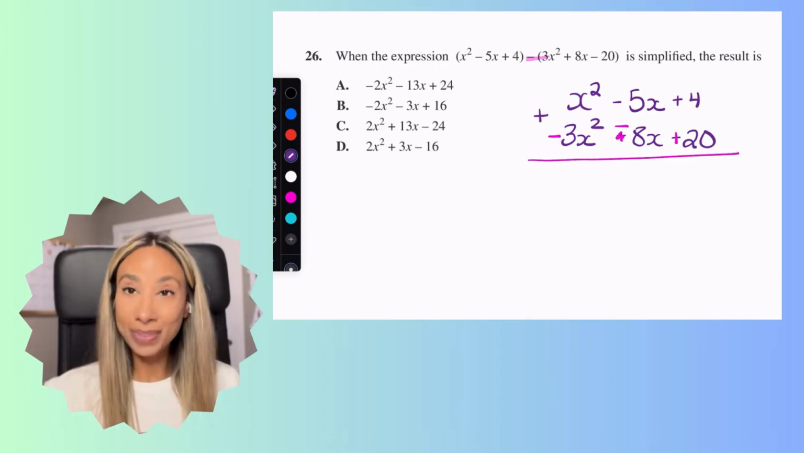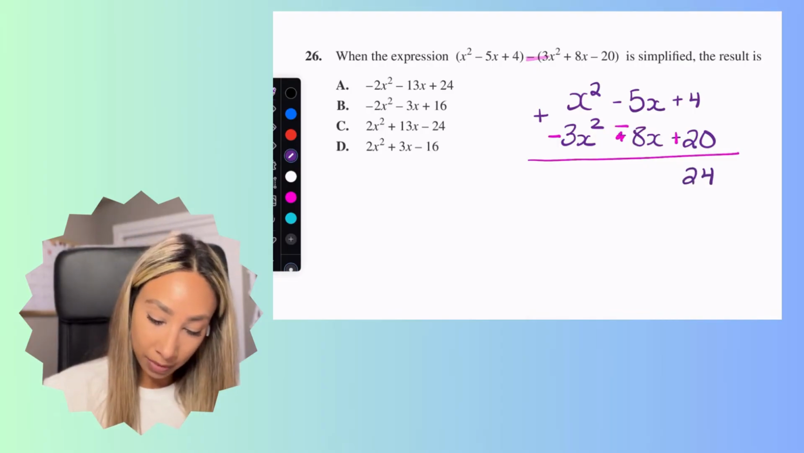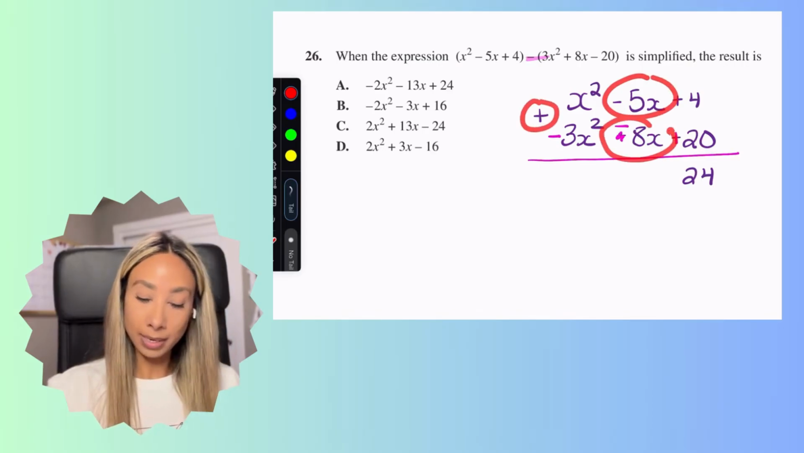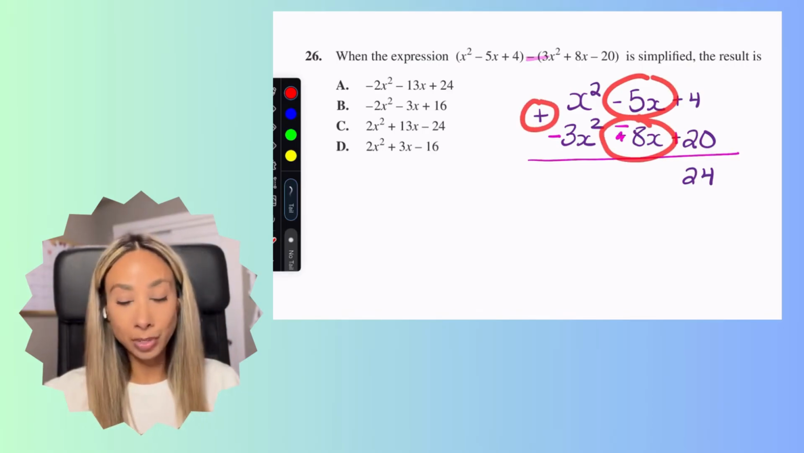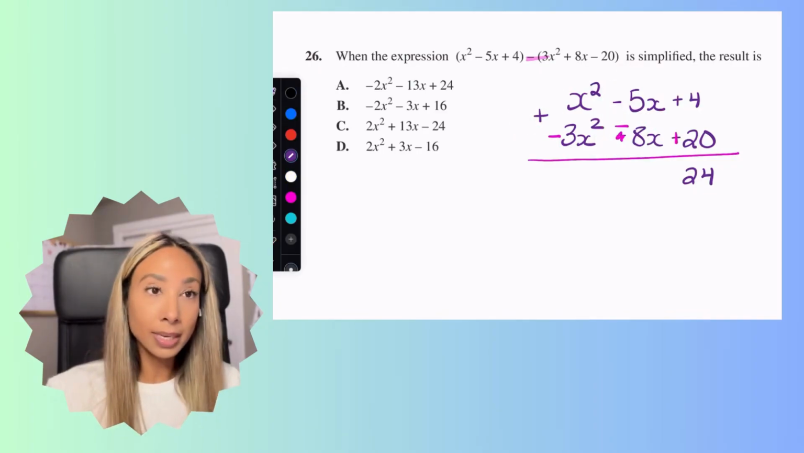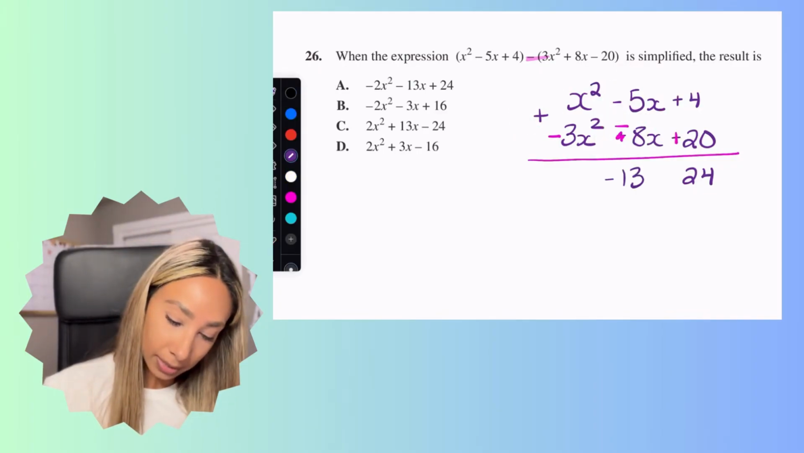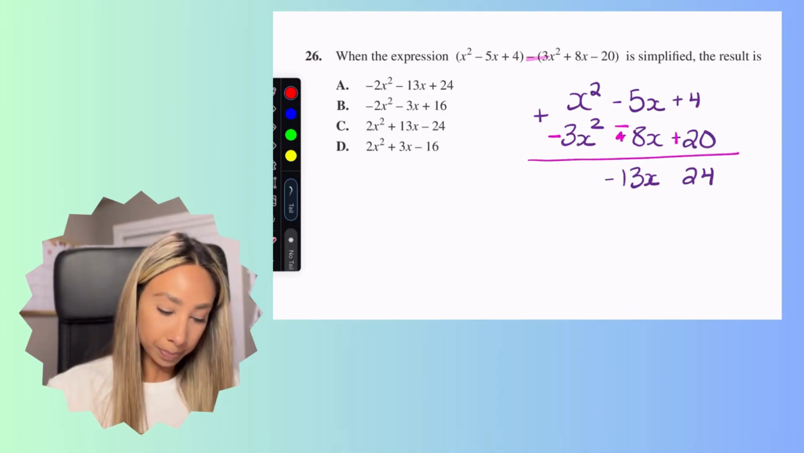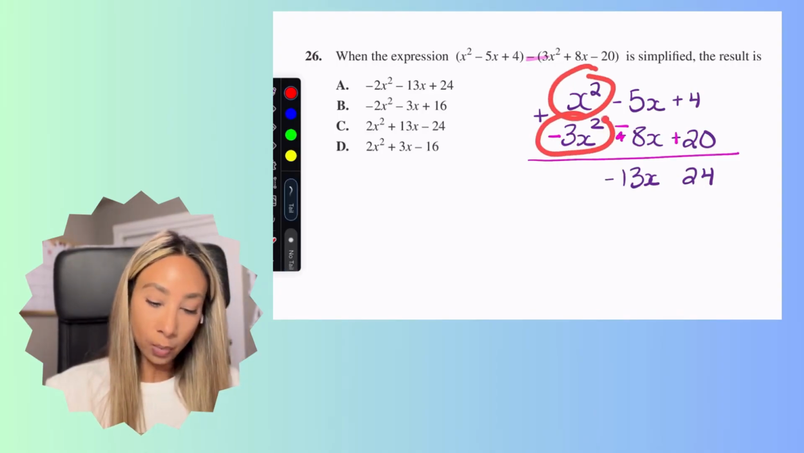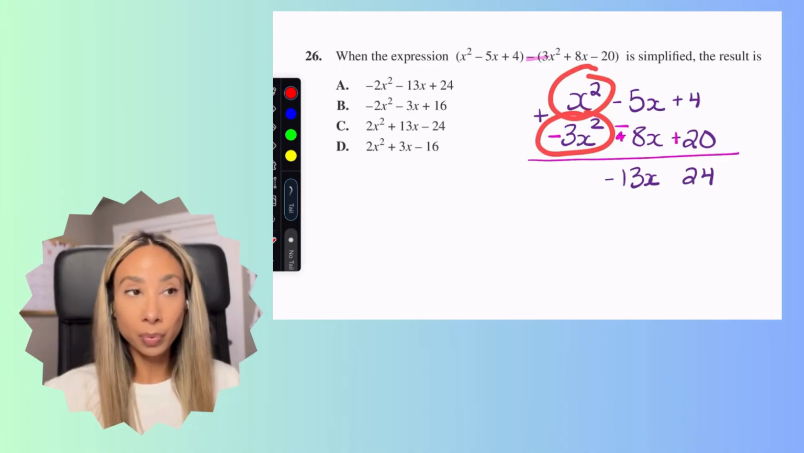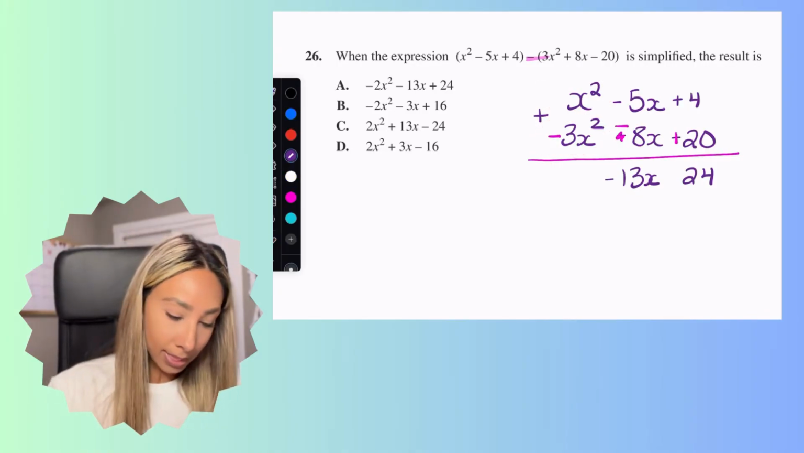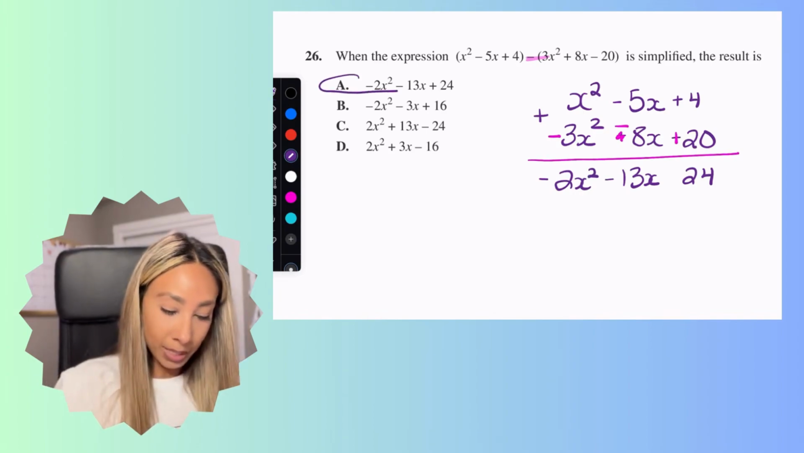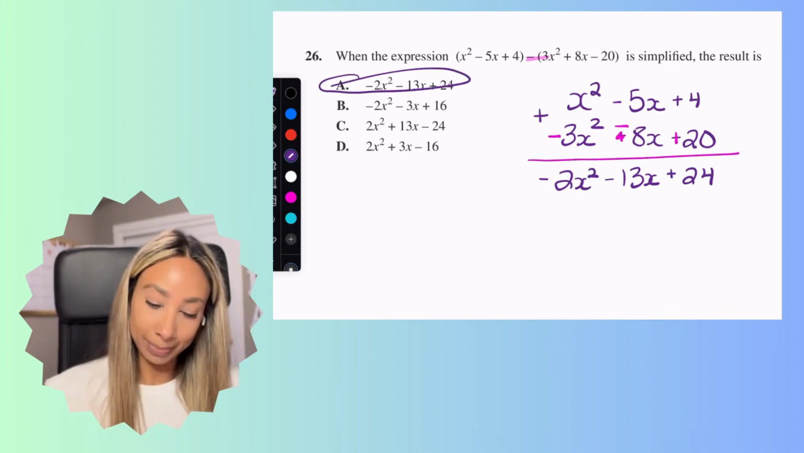So I'm going to start from the end. So this is going to be 24, negative 5x plus negative 8x. So basically I've got a bunch of negative tiles here. That's going to give me negative 13x. And then with this portion, we've got x squared. And we're adding 3 negatives. So I have 3 negative tiles and I'm adding 1. That's going to leave me with negative 2x squared. So altogether, that means my answer is going to be option A.